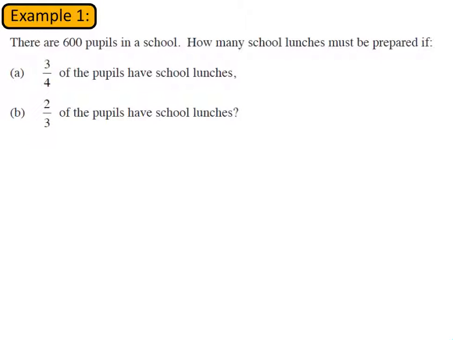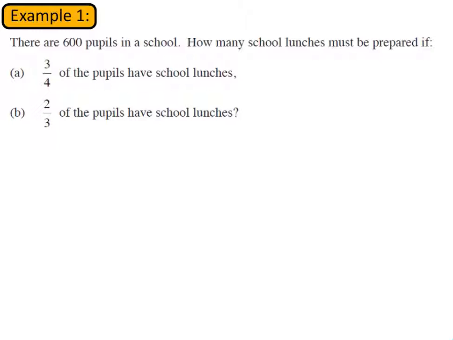But we're going to carry on and look at some worded maths questions now. So let's think about this. There's 600 pupils in a school. How many school lunches must be prepared if 3/4 of the pupils have school lunches? So that means I want to work out 3/4 of 600. So let's work that out.